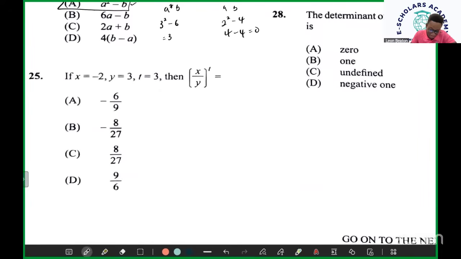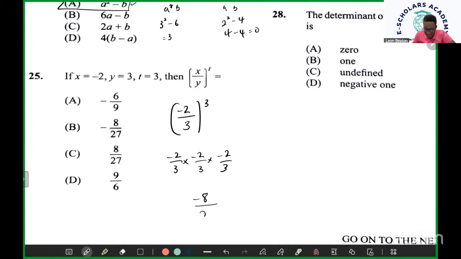So this one here, if x is equal to -2, y is equal to 3, t is equal to 3, then x over y raised to the t power is, so this would be -2 over 3, all raised to the third power. Be careful with this one. So this would be -2 over 3 times -2 over 3 times -2 over 3, so you have to multiply everything 3 times. -2 times -2 would be 4. 4 times -2 is -8, over 3 times 3 times 3 is 27. So -8 over 27, which is B.